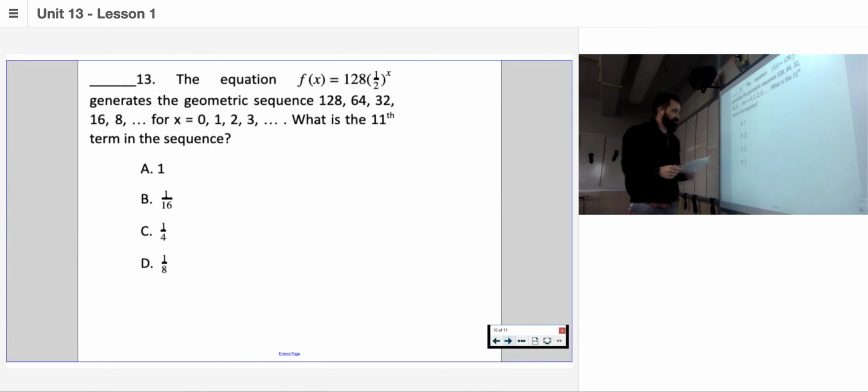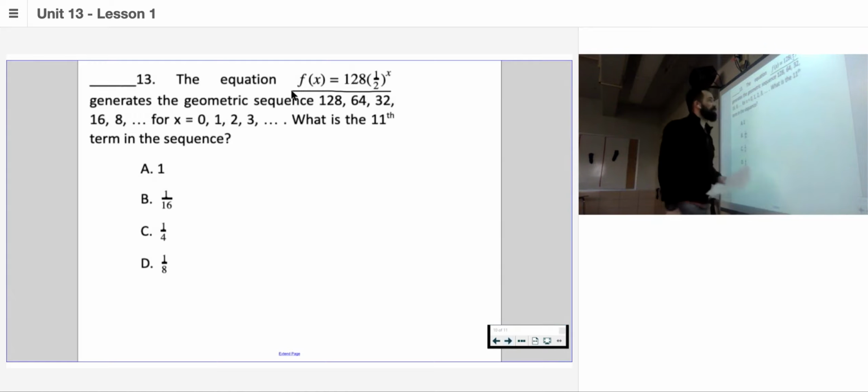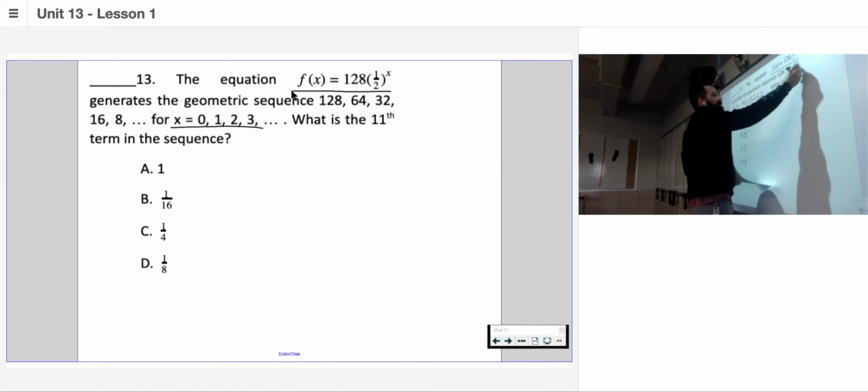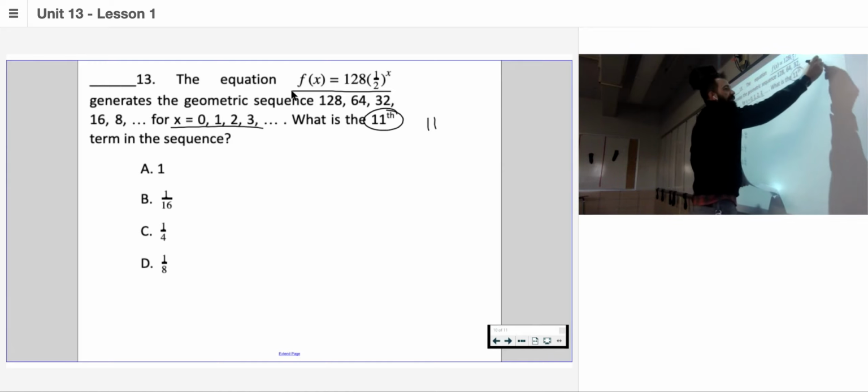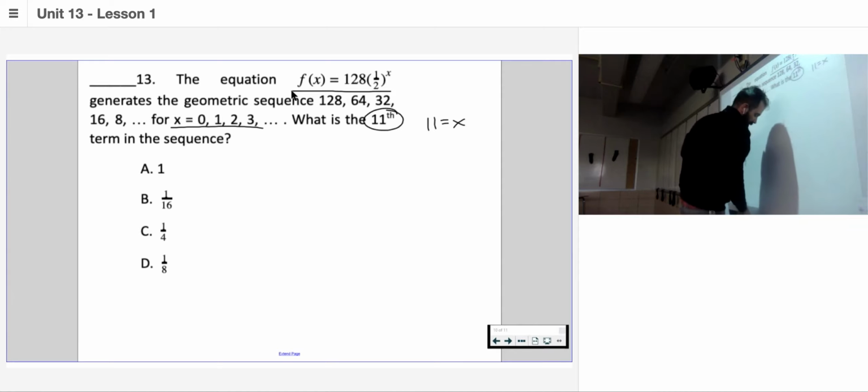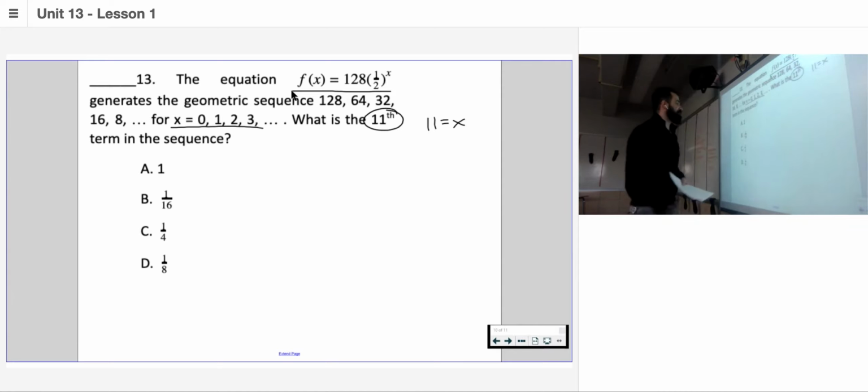Number 13, 2 more to go. A geometric sequence has the equation of f of x equals 128 times half to the x power. That's the same as dividing by 2. And we want to know for x equals 0, 1, 2, 3, what is the 11th term? So 11 is our x. So let's plug it in.